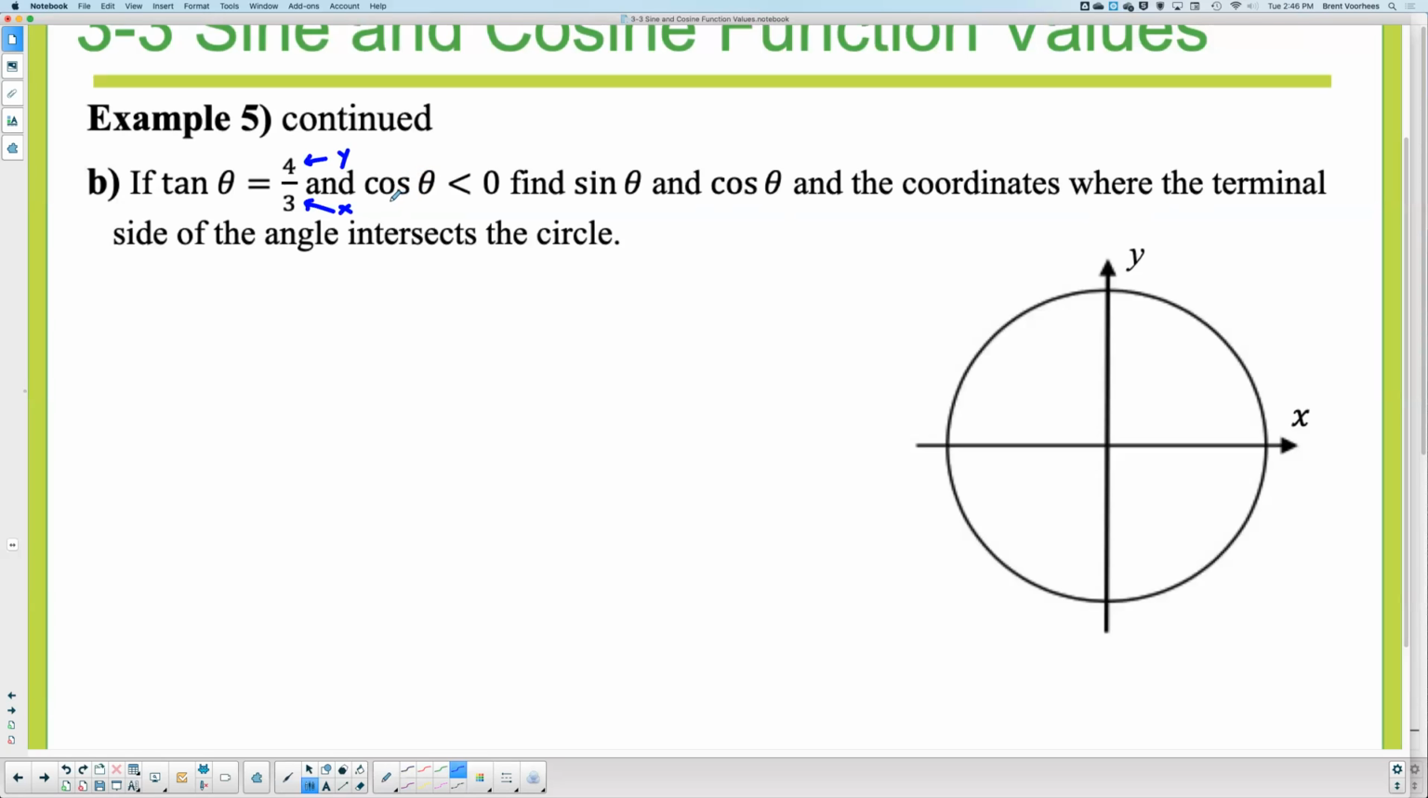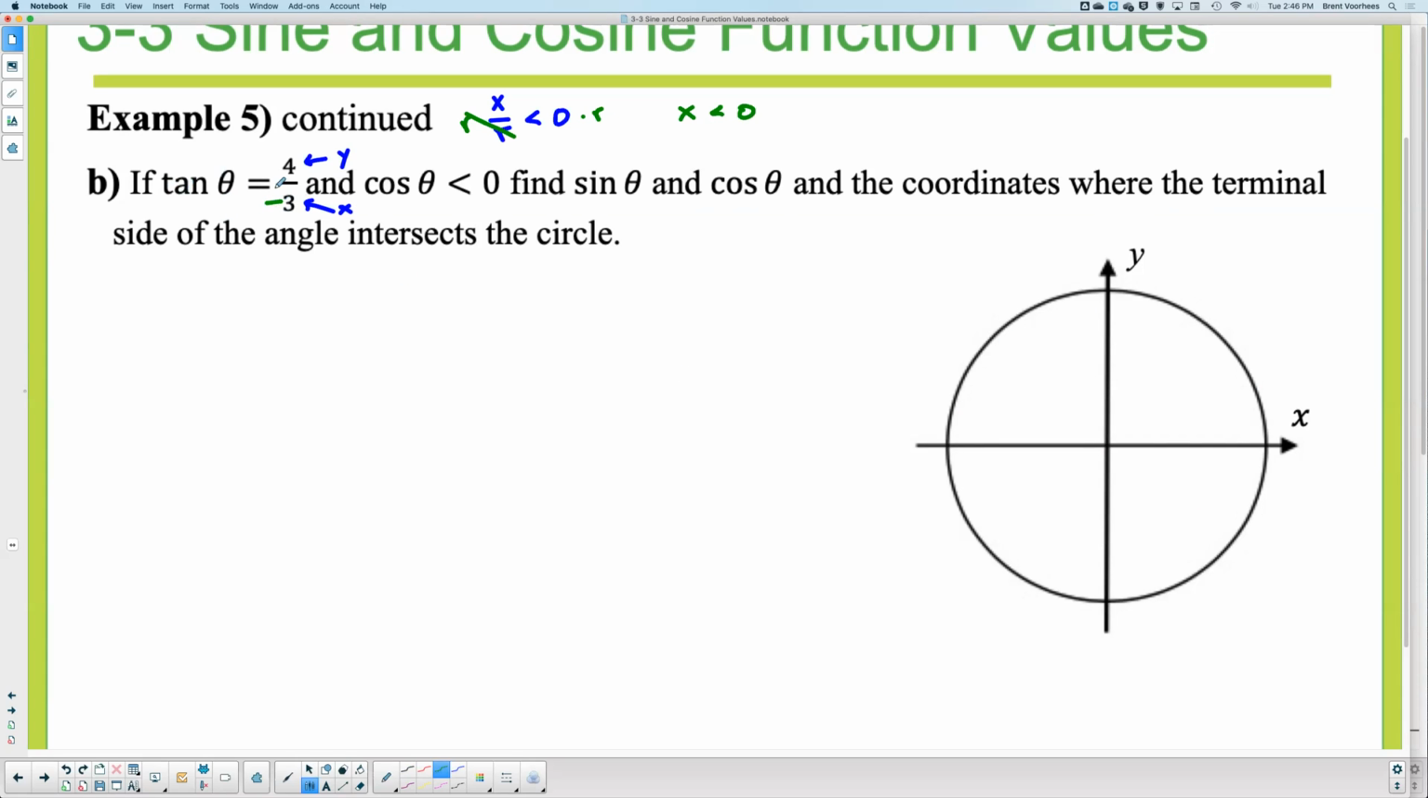What is cosine? X. Truthfully, cosine is x divided by r, but there's a rule about r. R is always greater than 0. So if I multiply both sides by r, because this is positive, the inequality will not change, which means x, what is 0 times r? 0. X has to be less than 0. Which side of the graph are we on? We're on the negative side. We have to have a -3.